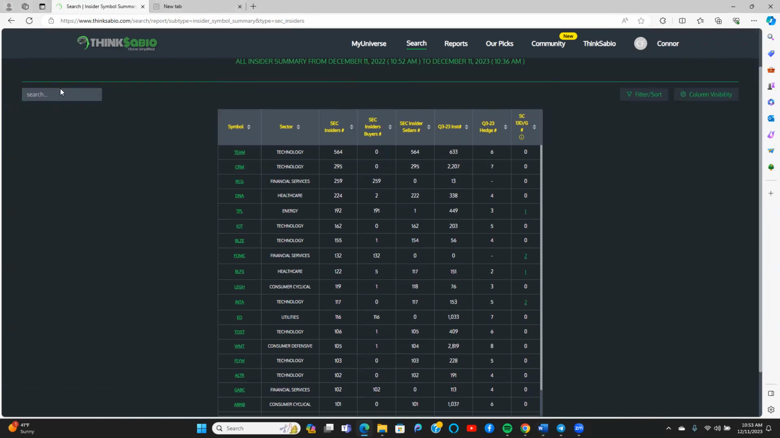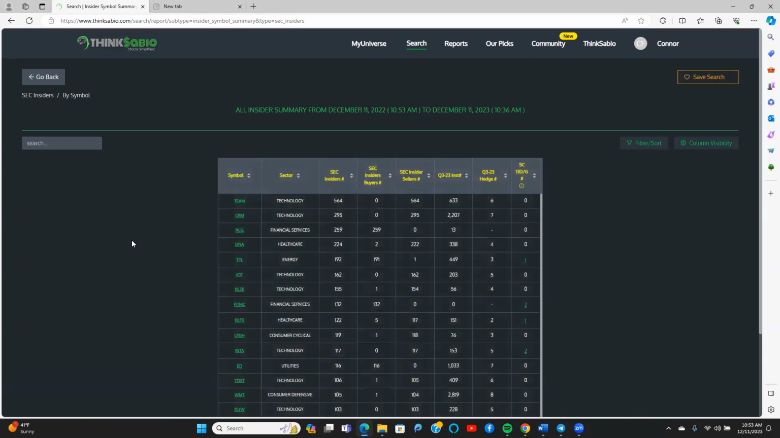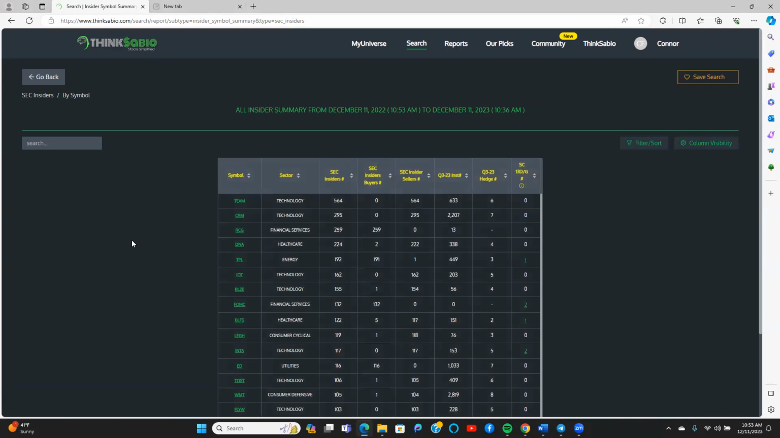If you want, you can search a specific symbol for a stock to see the insider transactions. So if you look up Tesla, you see they have 41 SEC insiders, none of them bought, all of them sold. And then you have the latest institutional investment and hedge fund investment. So this one's good for overall top-down data, and it's also helpful if you have a specific stock symbol that you're looking for.